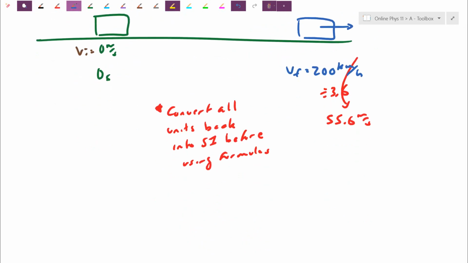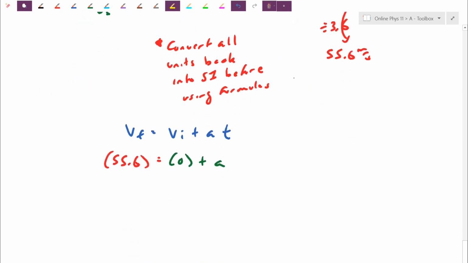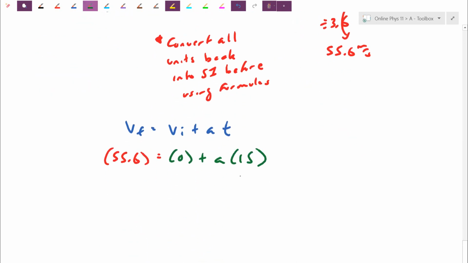Even if I know the equation, I'm just going to rewrite the equation. You can just borrow this from your formula sheet. VF is equal to VI plus AT. And you're just going to punch in the values. Instead of punching in 200, you're going to punch in here 55.6. Your starting speed here was actually a 0. Our acceleration rate, I don't know. I don't know how quickly my speed changed every second. But I do know it took you 15 seconds to accomplish the speed change.